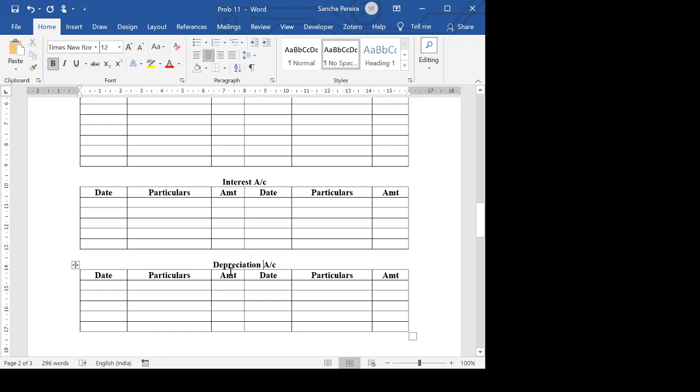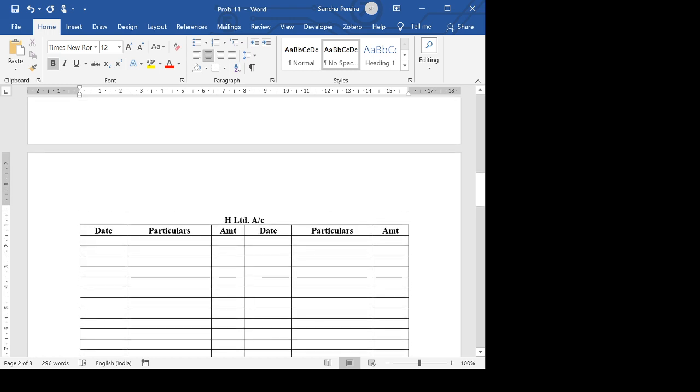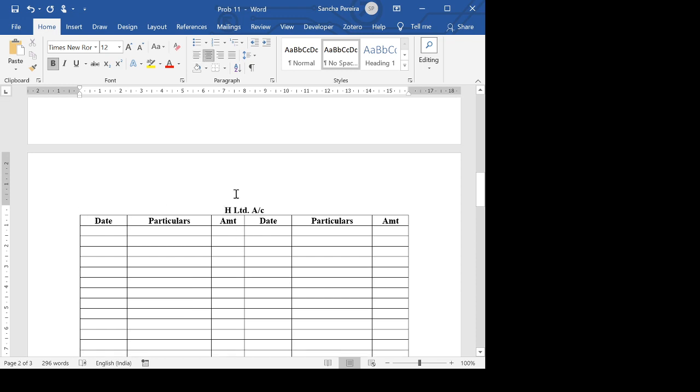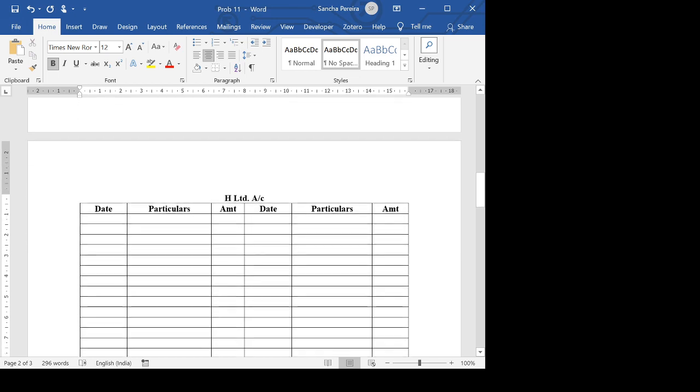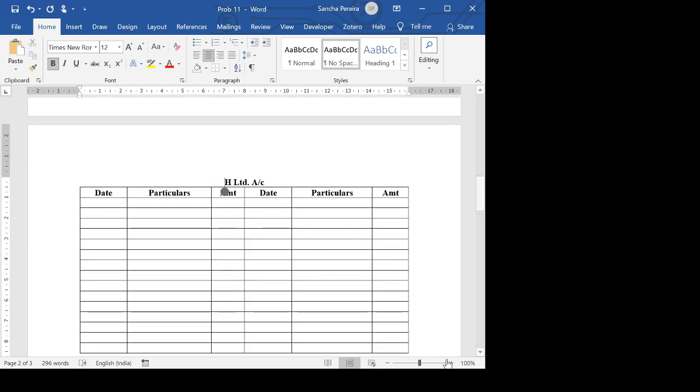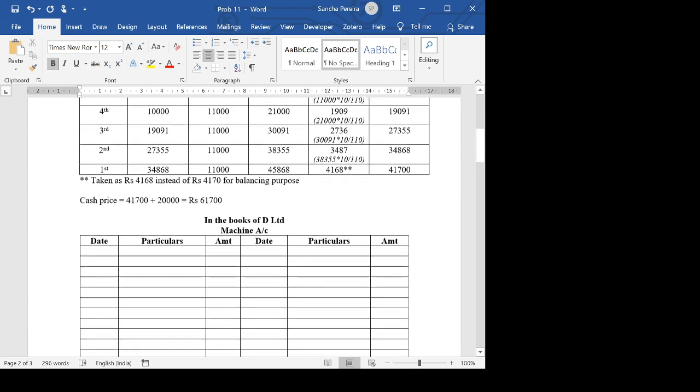Now, I'm not doing depreciation because we have done a different type of problem. Please don't link it to that. I'm just doing depreciation because in the past few days, some people have asked me how a depreciation account would look. And since depreciation is there in the problem, I'm just showing the depreciation account. Okay, so let's start. The first entry is recording the purchase.